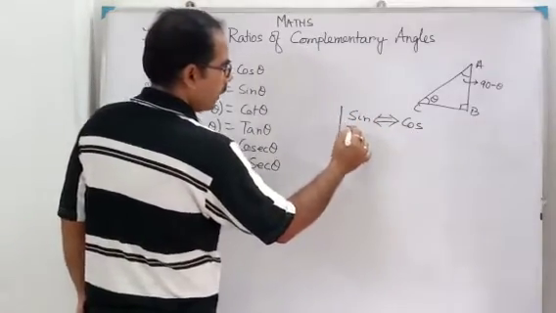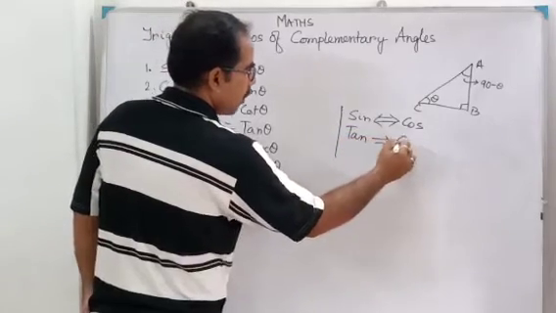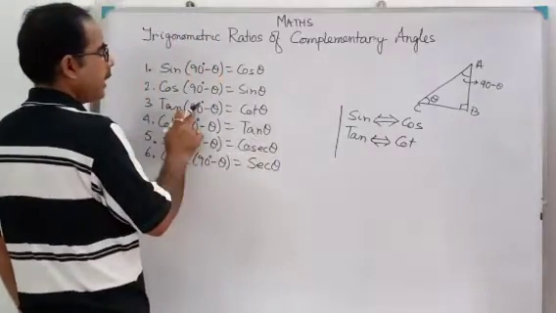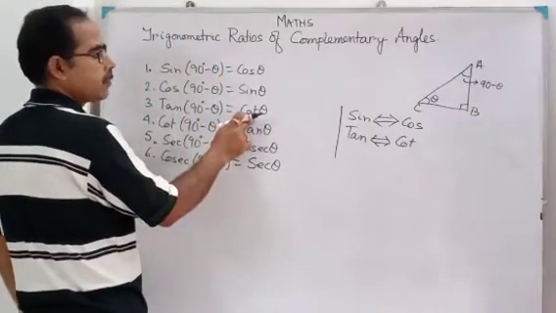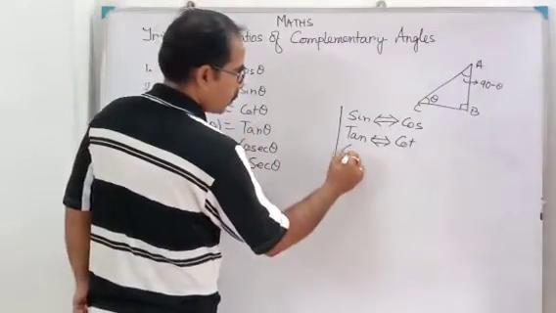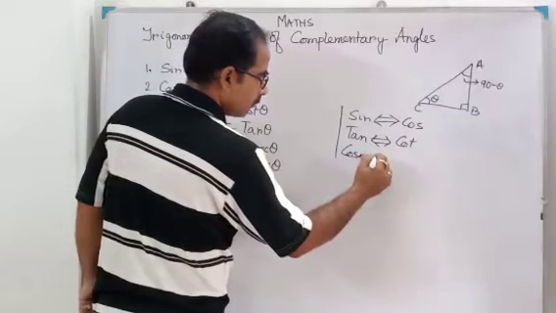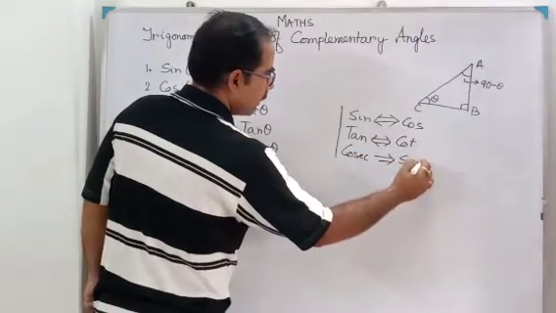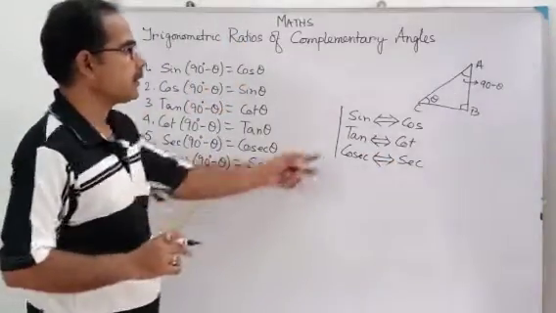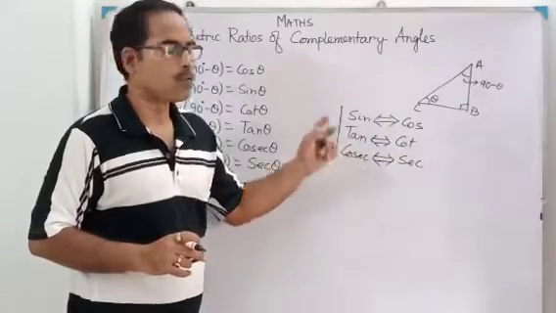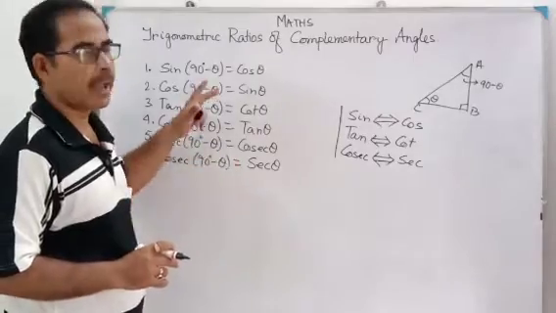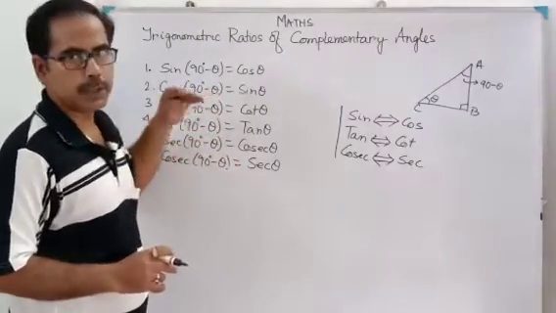In a similar way, when tan is there, that will convert to cot, and when cot is there, that will convert to tan. Tan 90 degree minus theta gives you cot theta, and cot 90 degree minus theta gives you tan theta. And when cosec is there, at that time you will get sec, and when sec is there, you will get cosec. So this is just the easiest format to remember. These are the complementary angles formulas under the trigonometric ratios.